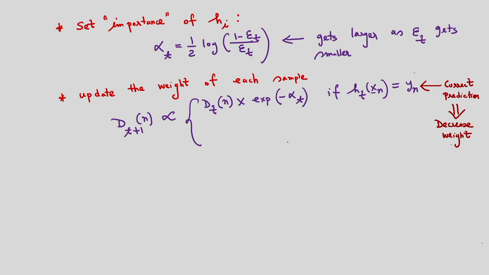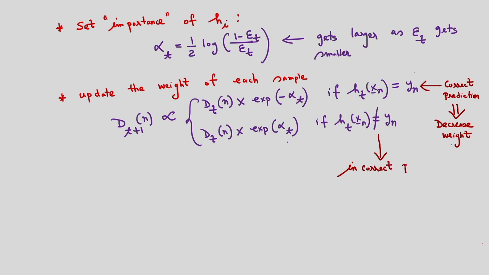Now, let us consider the samples which are not correctly classified by the weak classifier. For this we can write the weight from the previous iteration multiplied by exponential of alpha_t, if h_t(x_n) is not correctly classified, so I am giving the importance. The meaning of this is an incorrect prediction, and corresponding to this I am increasing the weight. That is the fundamental principle of the AdaBoost algorithm.